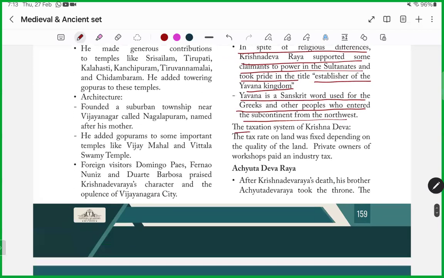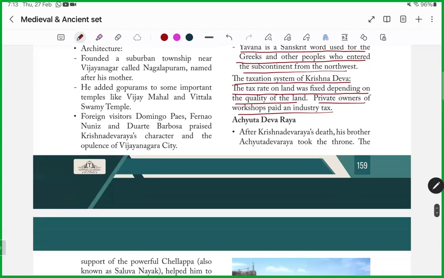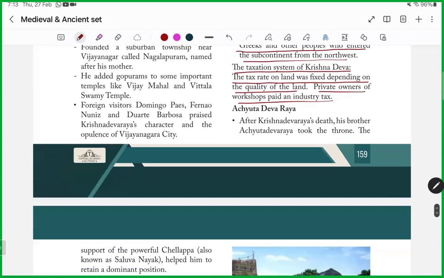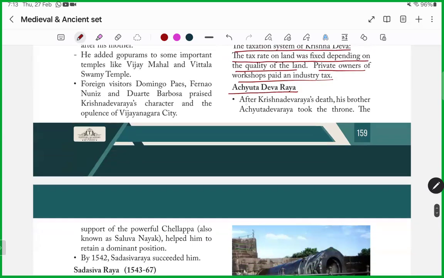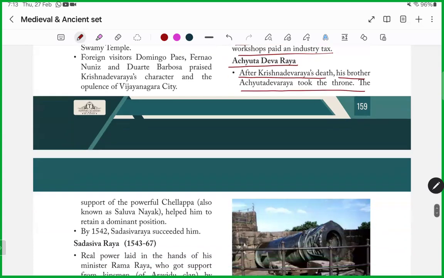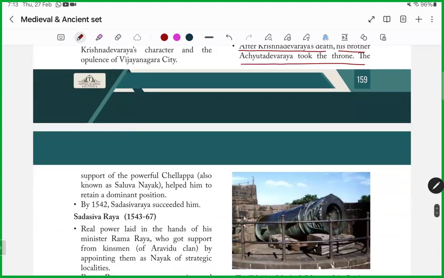The taxation system of Krishnadeva. The tax rate on land was fixed depending on the quality of the land. Private owners of workshops paid an industry tax. Then Achyuta Devaraya. After Krishnadevaraya's death, his brother Achyuta Devaraya took the throne. The support of the powerful Chelapa, also known as Saluva Nayak, helped him retain a dominant position. By 1542, Sadasiva succeeded him.